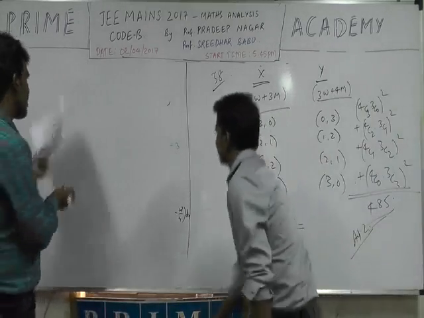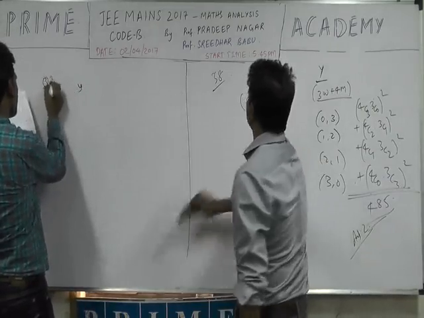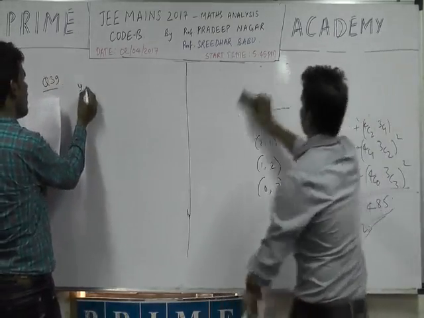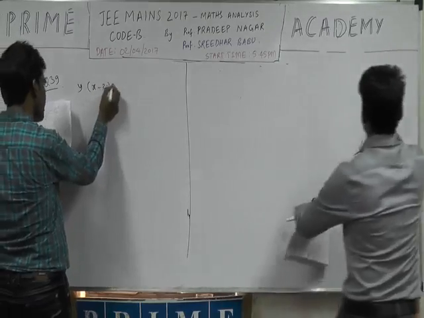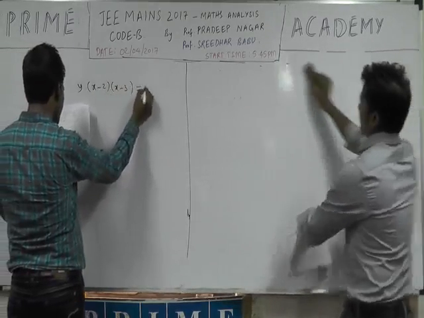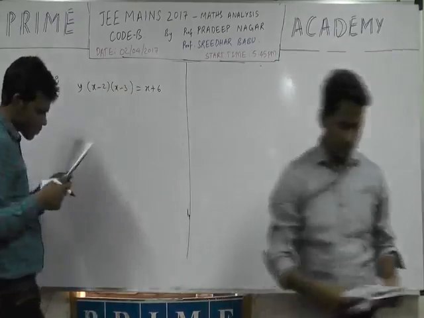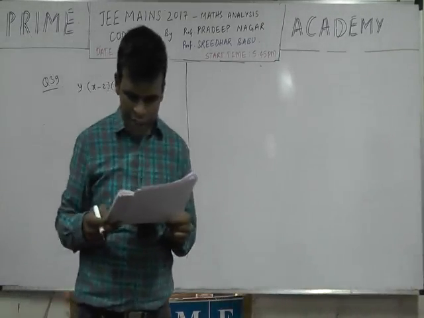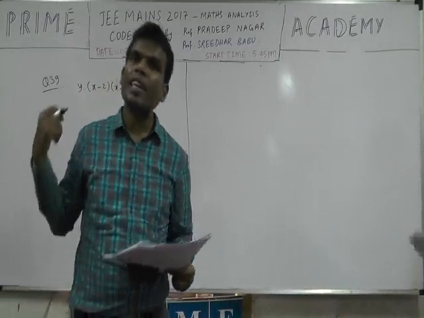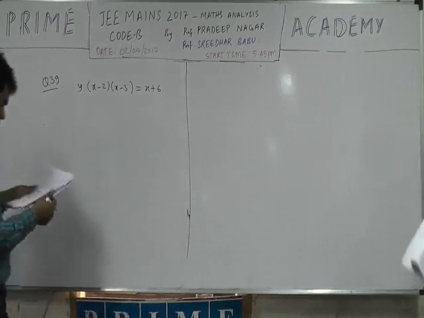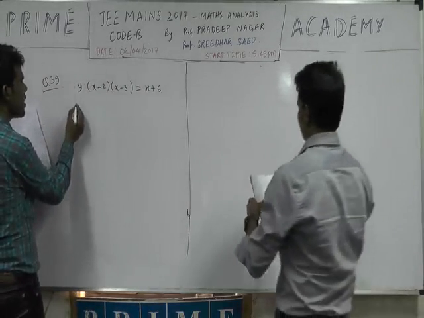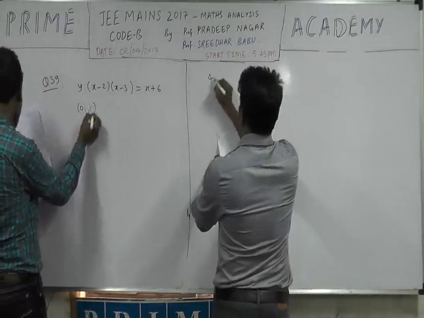In this a curve is given which is y times (x minus 2) into (x minus 3) equal to x plus 6. We are supposed to find the equation of the normal at the point where this curve is intersecting the y-axis. That particular point where this curve is intersecting the y-axis is nothing but (0, 1).